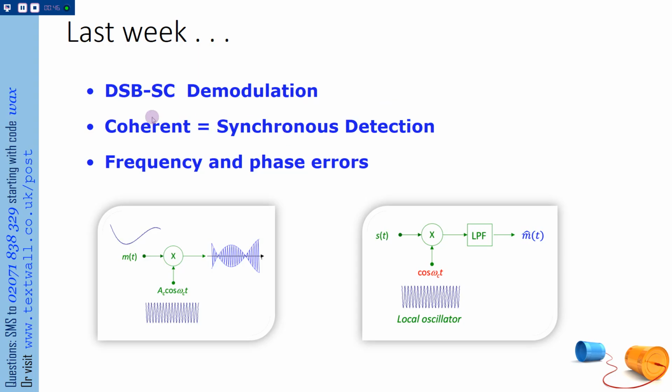Last week, we finished off talking about DSB, and we spoke about the demodulation of DSB. We introduced something called a coherent demodulator, or a coherent detector. So the block diagram on the left, that's a DSB modulator. The diagram on the right is the coherent demodulator, or coherent detector.